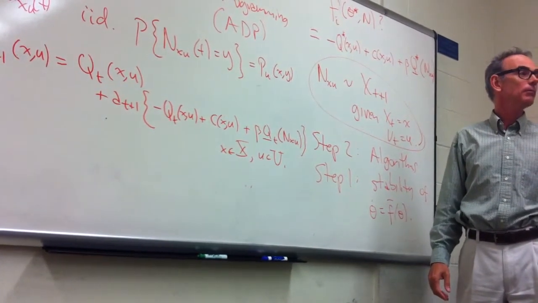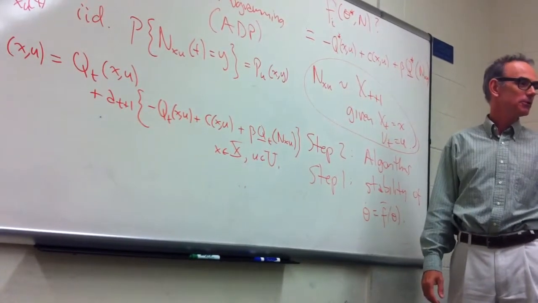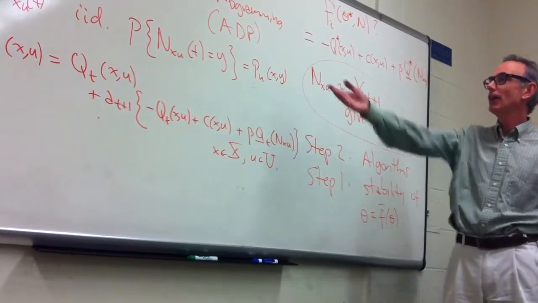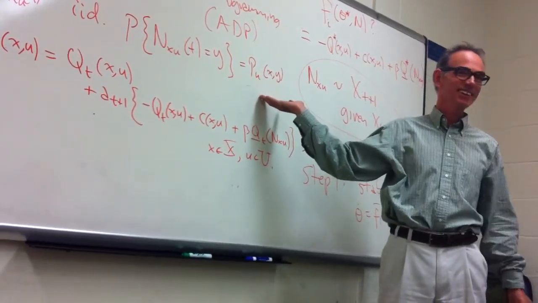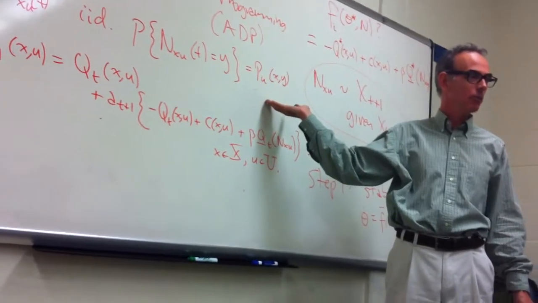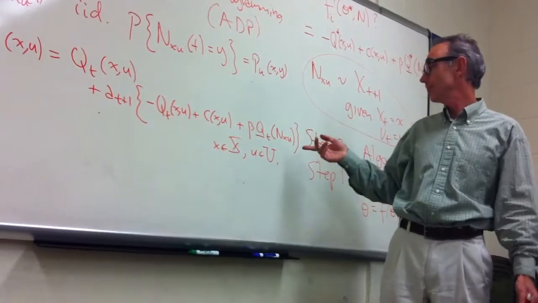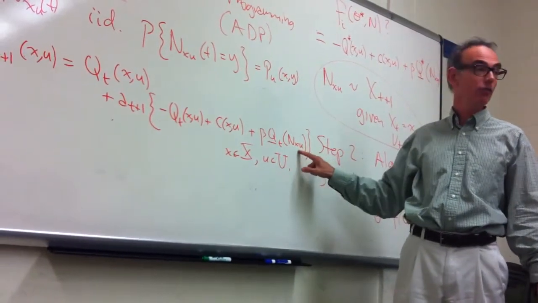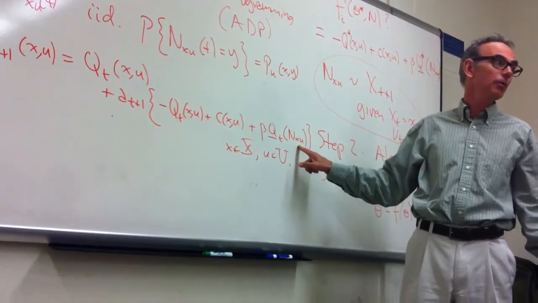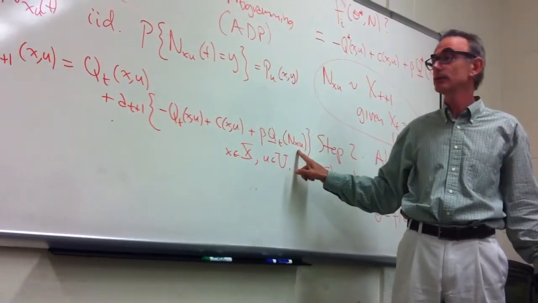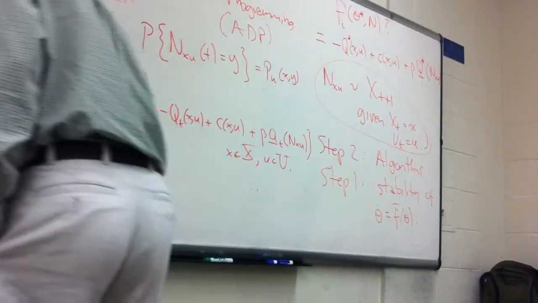If Watkins were in the room, he would punch me in the face. This is not what he had in mind at all. This is absurd. If I knew P_u, I could do this, but I'd run value iteration. It's time-consuming to generate these random numbers, and there are variance issues. It would converge, but why not just run value iteration? I'm just saying that this is one thing you could do. So what did Watkins do?